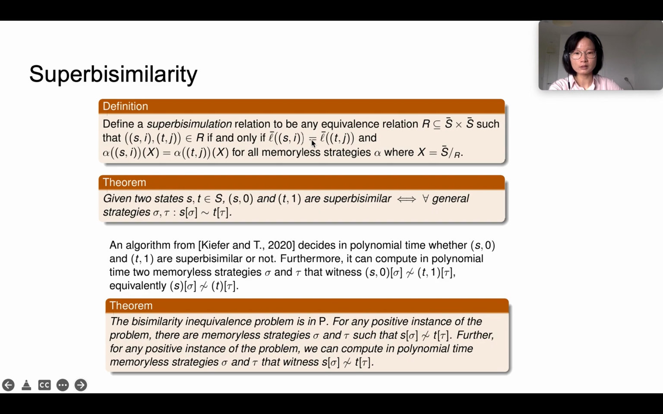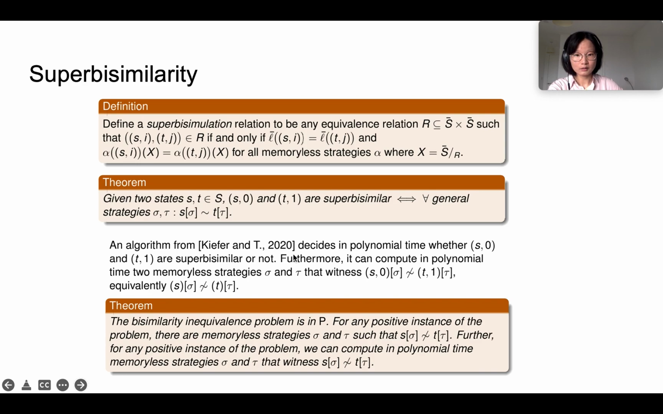With the help of an equivalence relation we defined, which we call super bisimilarity, on pairs of states on the two copies of the MDP, we show that for all general strategies sigma and tau, the two initial states, S in the LMC induced by the general strategy sigma is probabilistic bisimilar to the T state in the LMC induced by the strategy tau, for all general strategies sigma and tau, if and only if S in the MDP 0 copy is super bisimilar with the T state in the 1 copy.